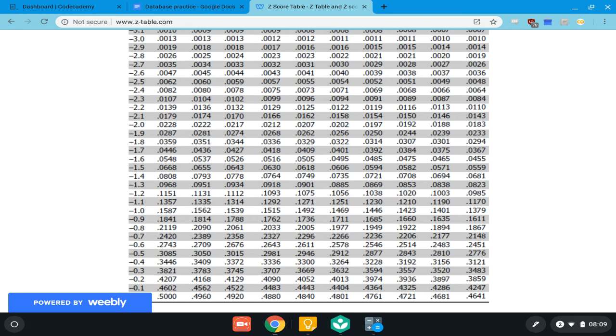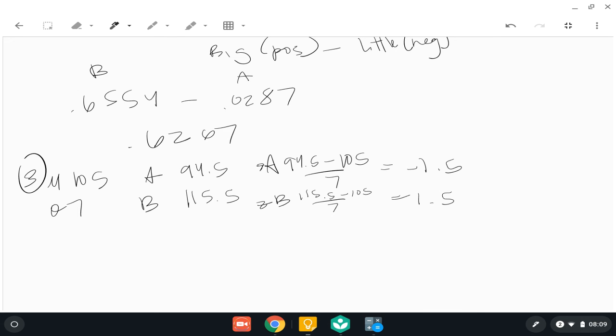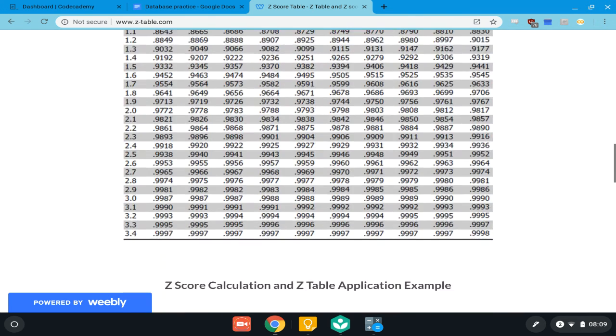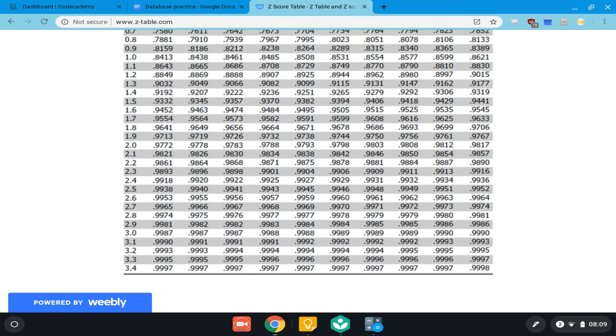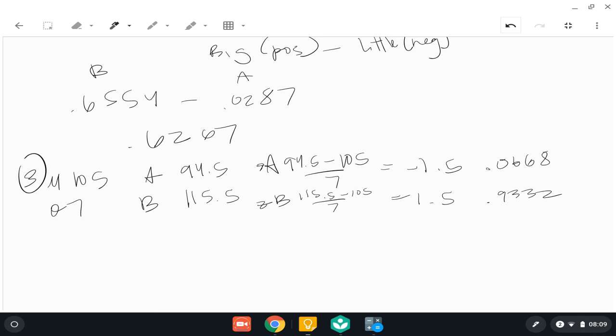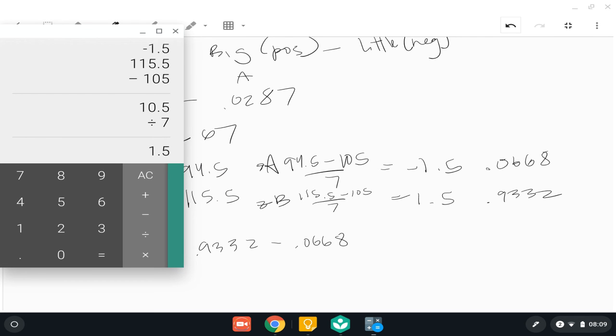Negative 1.5 gives 0.0668. Then 1.5 gives 0.9332. Big minus small. All right, 0.8664.